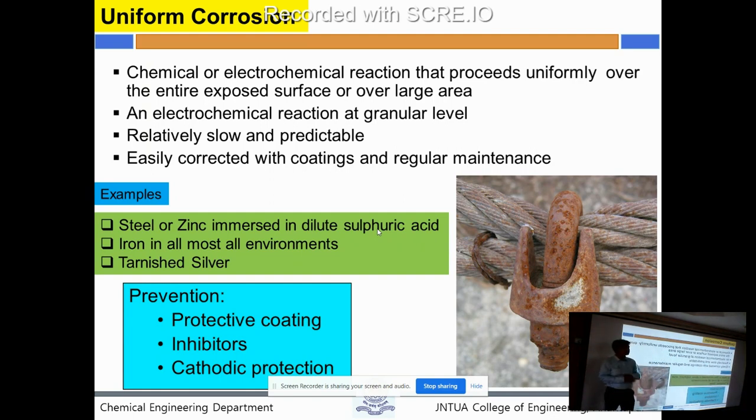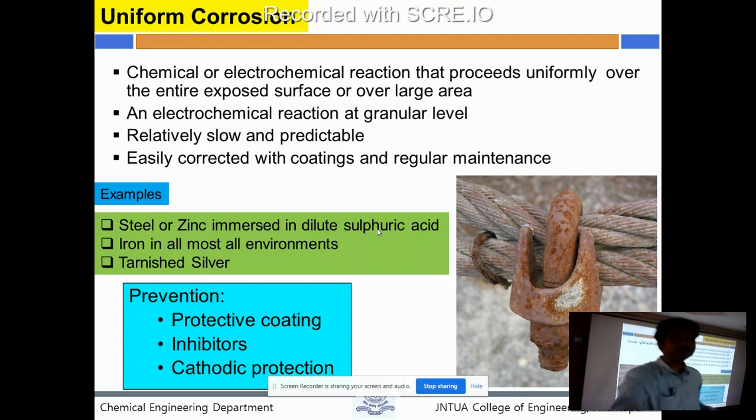So this corrosion can be easily prevented. That's why if you see marine ships, they will always coat with suitable paints. What are the examples? Steel or zinc in sulfuric acid. Iron in all environments, uniform corrosion only. Tarnished silver. What is tarnished silver? Black color. The first example I showed you: silver becomes silver sulfide. Prevention we will look at. Prevention methods are there. We will talk separately about all the preventive methods.